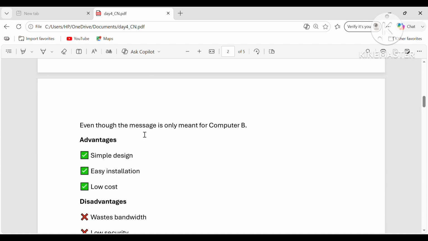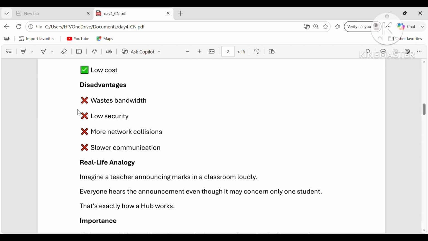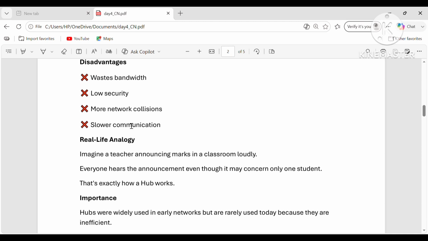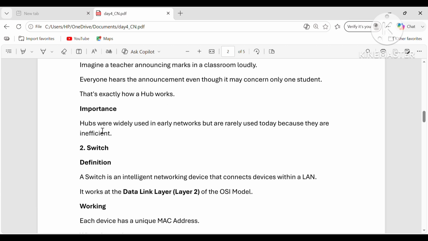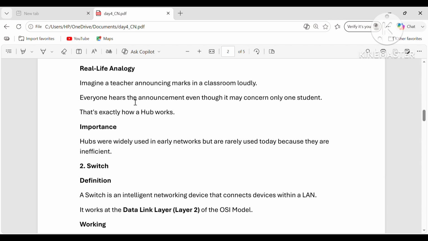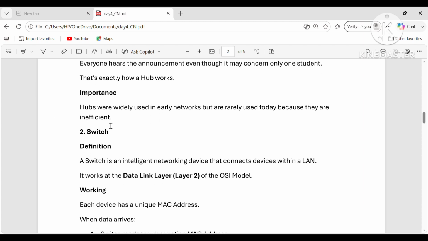Advantages are simple design, easy installation, low cost. Disadvantages are wasted bandwidth, low security, more network collisions, slower communication. And coming to a real life analogy, imagine a teacher announcing marks in a classroom loudly. And the importance: hubs were widely used in early networks but are rarely used in today's networks because they are inefficient.